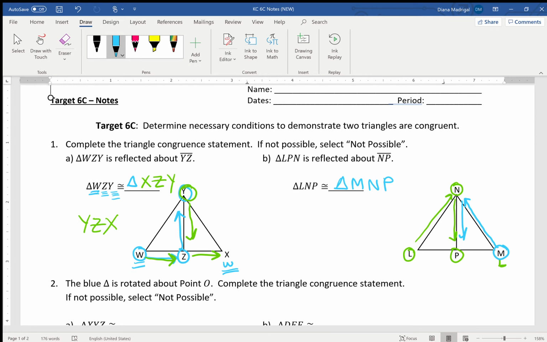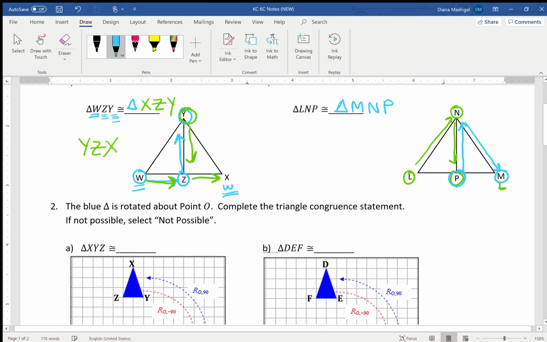Again, you cannot tell me that the order for this is P, N, and M. Yes, it has the same letters, but the order is different. Look at this. You're saying that it starts at P, then it goes up to N, then it goes down to M. This is wrong. This is not the same order that they started with in green. So the order matters.